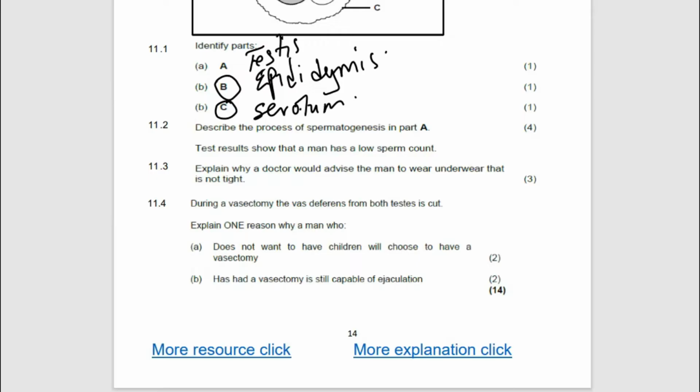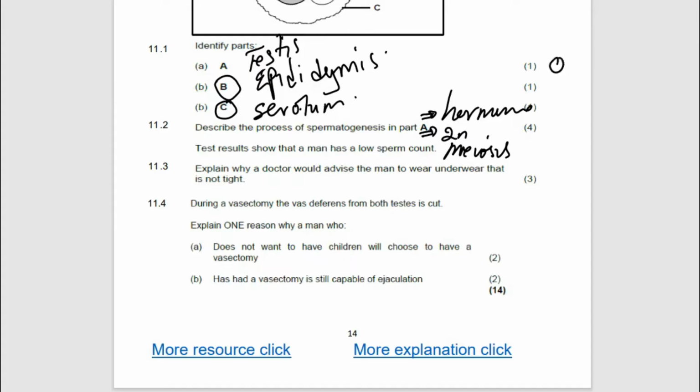So what do you write here? The process of spermatogenesis under the influence of testosterone. That's the hormone responsible for development of the sperms. Under the influence of testosterone, the diploid cell, the cell which has 2N, will undergo meiosis. Also, if you mention the word meiosis, we shall give you a tick. Found in the seminiferous tube. We need to know where it is found. Found in the seminiferous tube to form a haploid sperm cell.